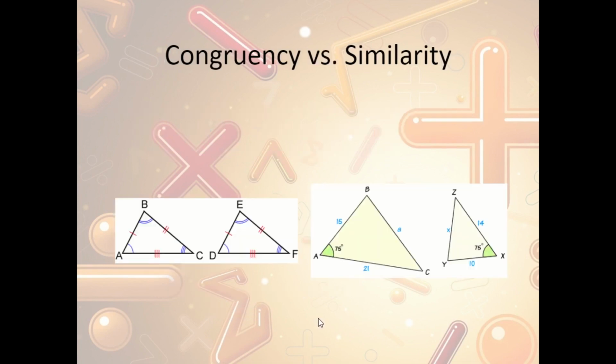So congruency versus similarity. Congruent figures have all the same sizes. So notice both of my triangles here have exactly the same angle measures and same side lengths. They look exactly the same. That is congruent. Now similar means that it's blown up or shrunk down. So it's all the same shape. It's proportional, but it's not the same size. It blows up or shrinks down. So we can see that this triangle here is this one blown up.